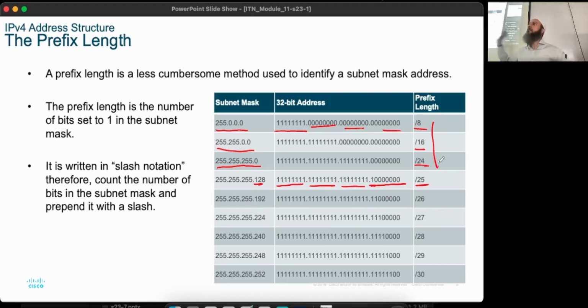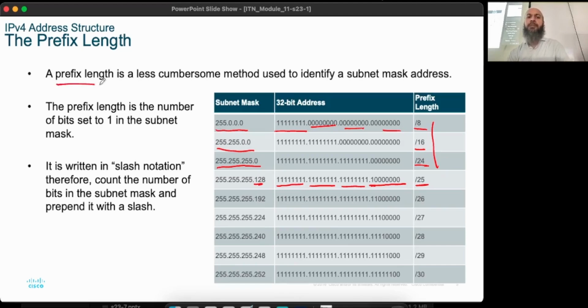How many ones? The ones in a subnet mask are never going to appear after a 0. They're all going to be to the left. So if you say /26, it means the first 26 out of 32 bits are ones and the others are zeros. So it's not complicated. Why you do it is important.